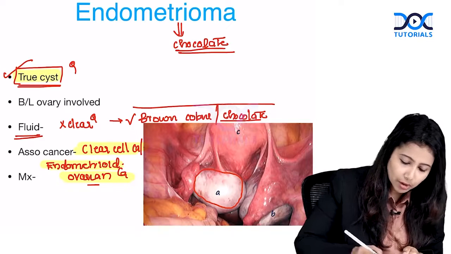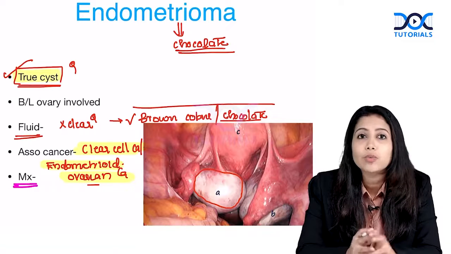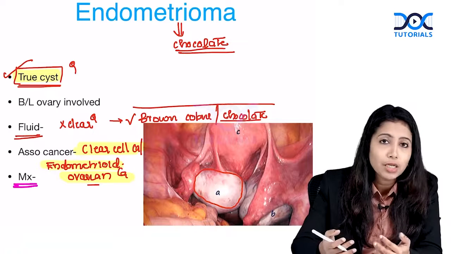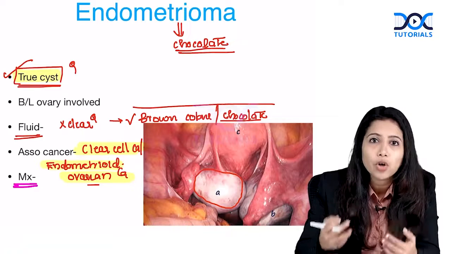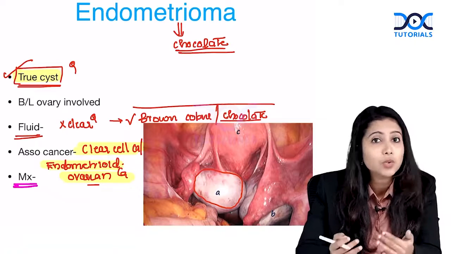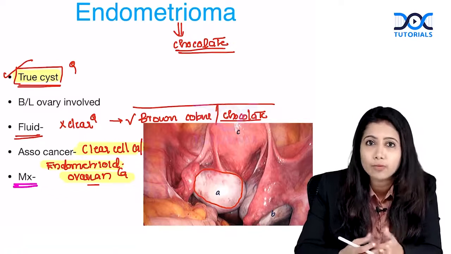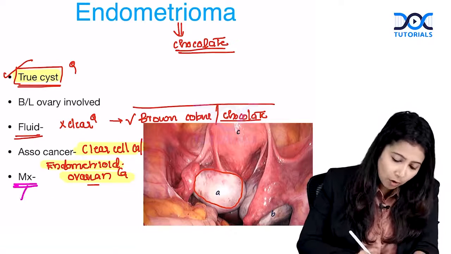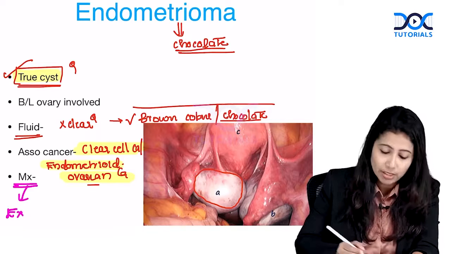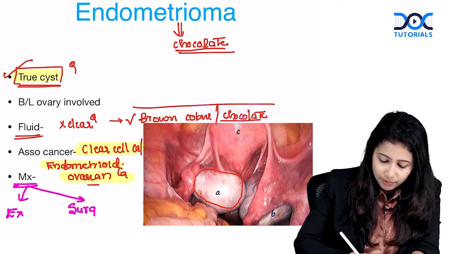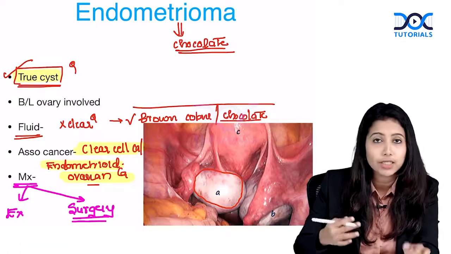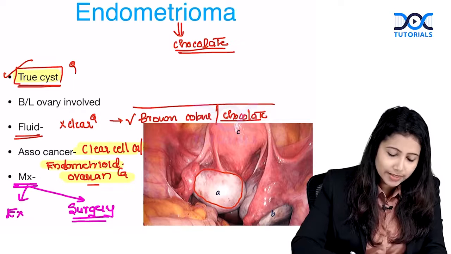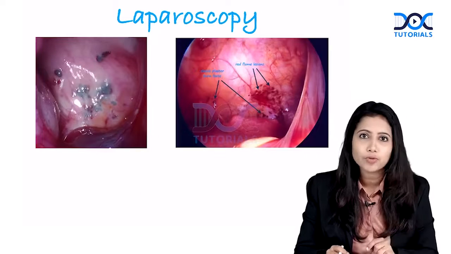Now coming to the management. There are some problems associated with the removal of an endometrioma. While we are removing this endometrioma, we are going to remove some of the normal part of the ovary as well, and this will lead to a decrease in the ovarian reserve of the woman. So we have to be very judicious while going for surgery, and the management options involve either expectant management or surgery. We will soon see what the indications and cutoffs are while we go for surgery in case of endometrioma.